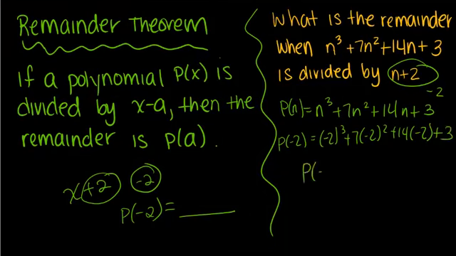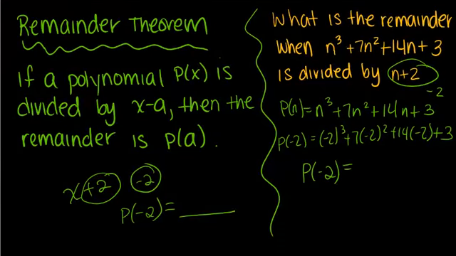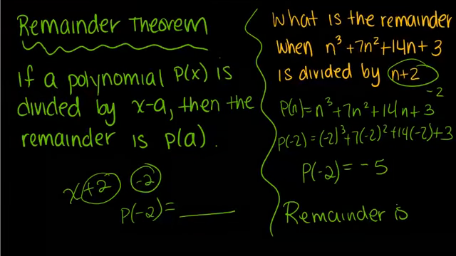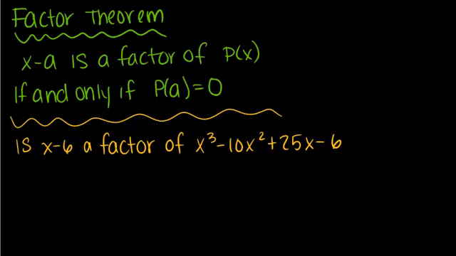And when you do that, you get p of negative 2 equals, let's see, negative 5. And so here, that just means that our remainder is negative 5. Okay? And so that is the remainder theorem. Next, we have the factor theorem.